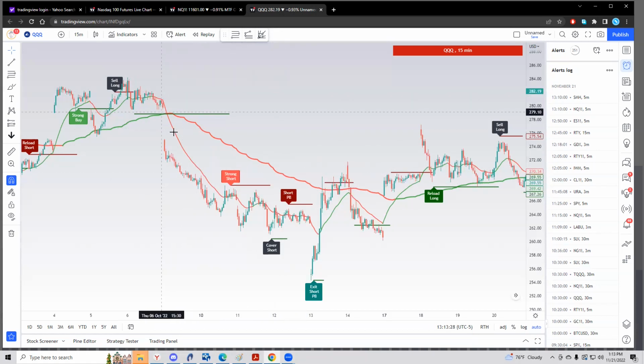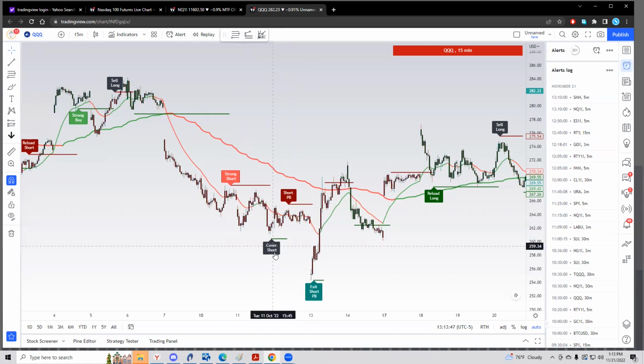And the whole idea is that you wait for the algo to print you a strong short and short pullback signals, and those are your entries, and you can exit when price tests the previous low. Or if you feel more brave and aggressive, you wait until the indicator picks up the bottom by printing a cover short signal or exit short pullback.